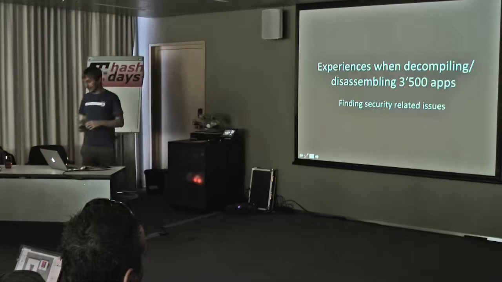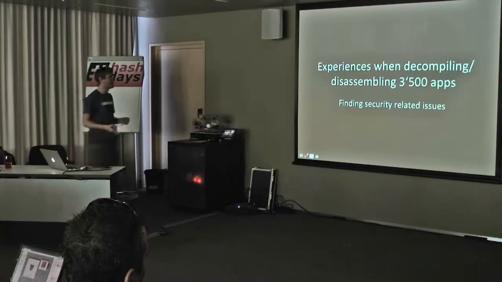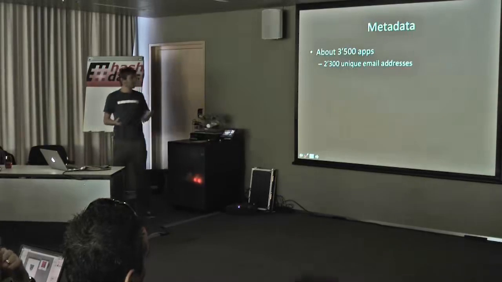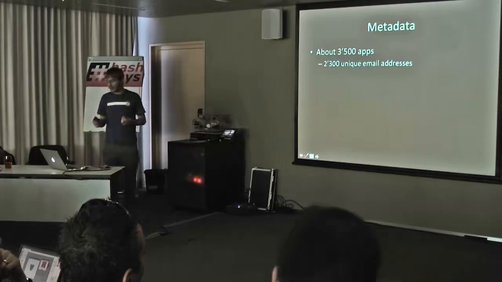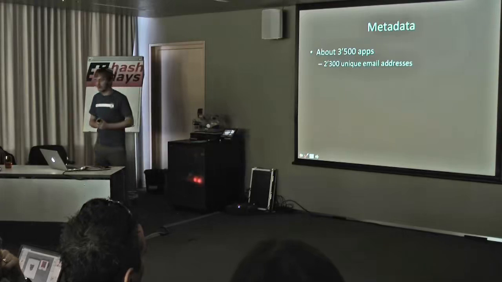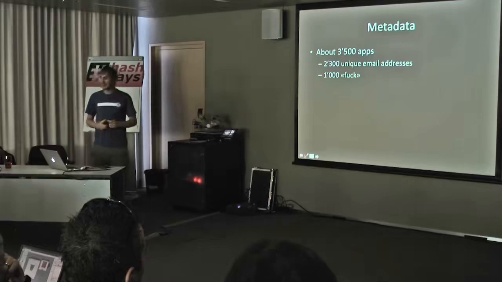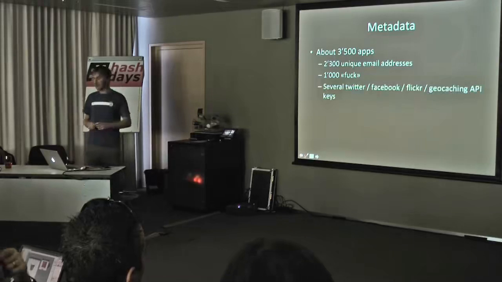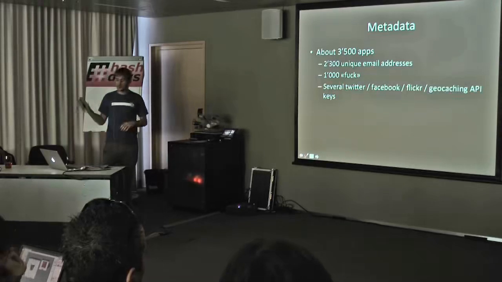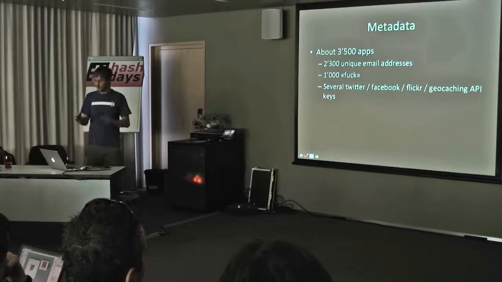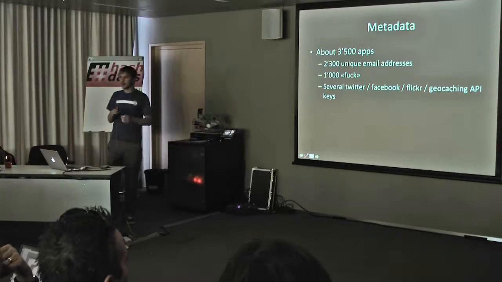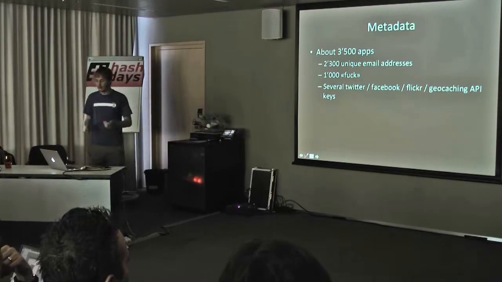I hope this is now the most interesting part: my experiences from decompiling and disassembling so many apps. As I said, 3,500 apps. I found about 2.3K email addresses, so if you want to spam around. The developers really love swear words. And you find a lot of Twitter, Facebook, Flickr, and geocaching API keys. I don't really get the point of API keys anymore, because it's supposed to be a key so not everybody can use it, but somehow you can just extract them from everywhere.